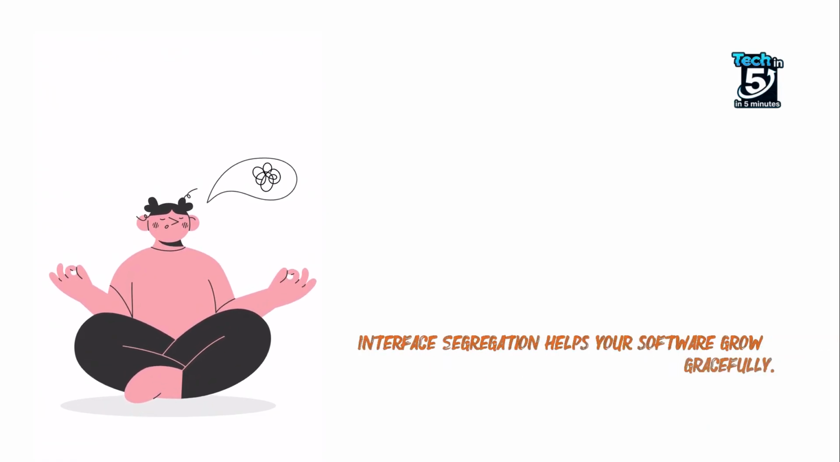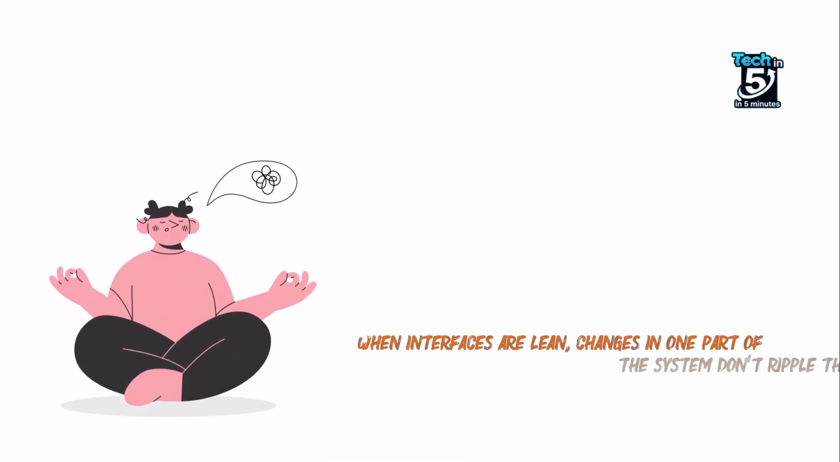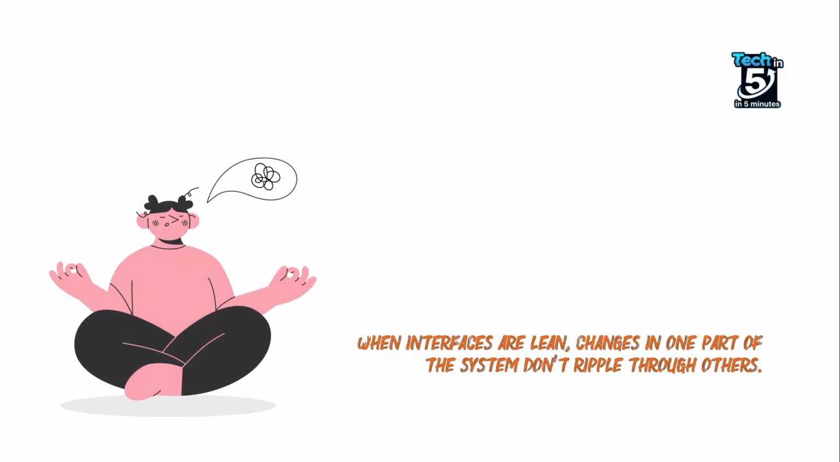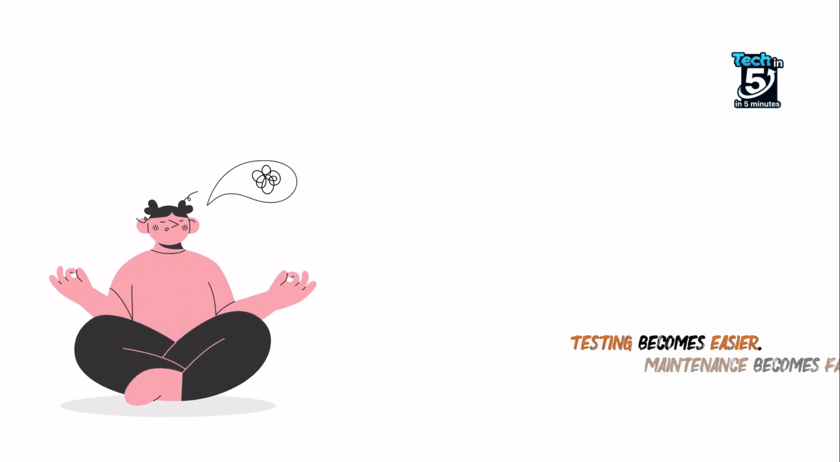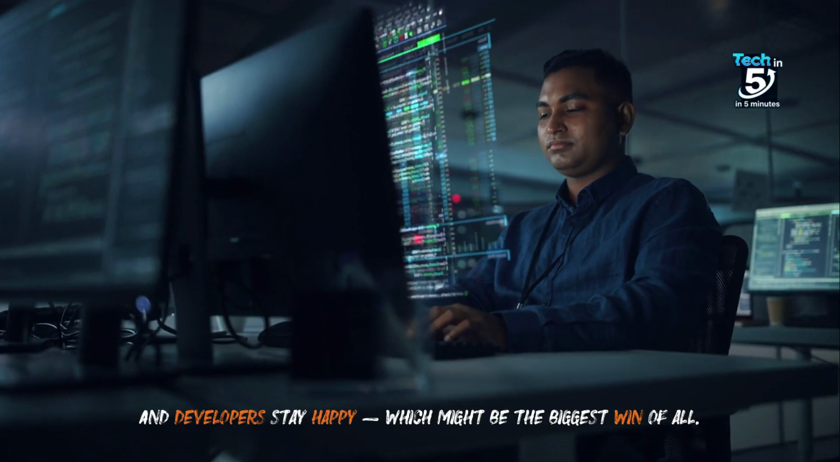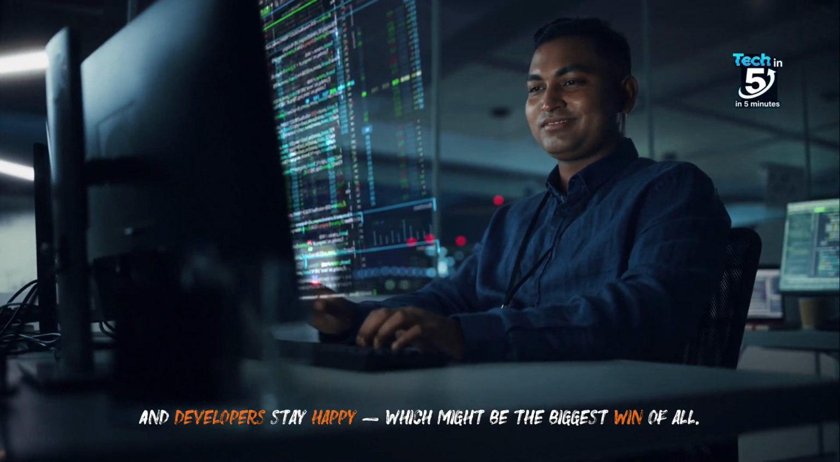Interface segregation helps your software grow gracefully. When interfaces are lean, changes in one part of the system don't ripple through others. Testing becomes easier, maintenance becomes faster, and developers stay happy, which might be the biggest win of all.